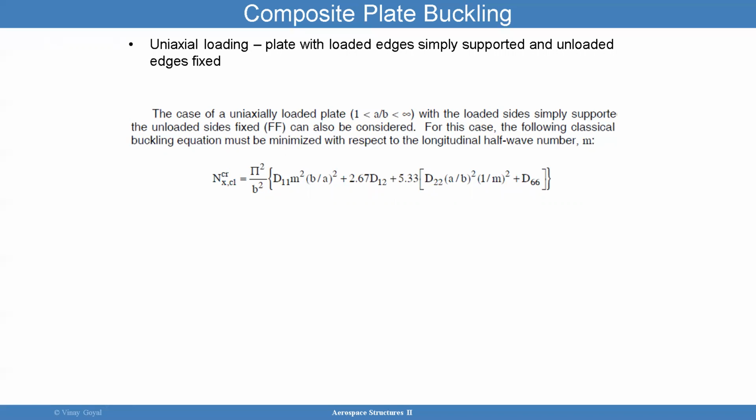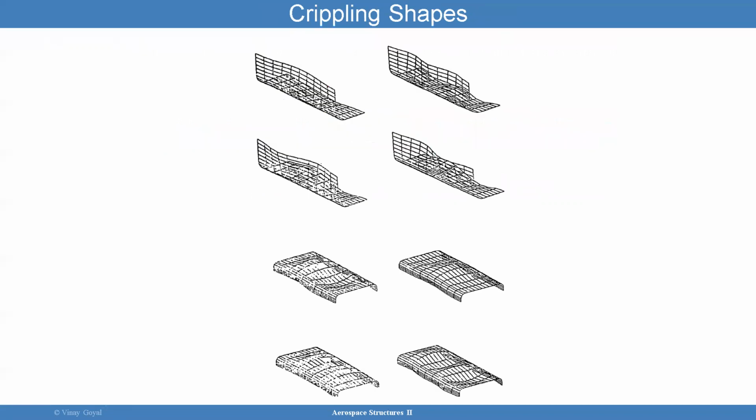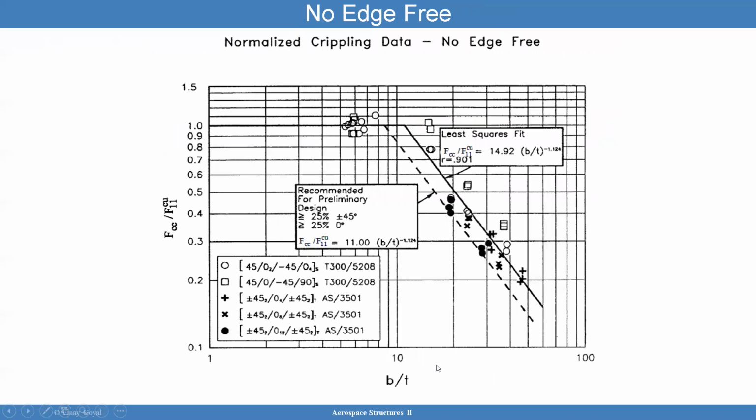And then here's another one for a plate with loaded edges simply supported and unloaded edges fixed. Crippling shape can take a lot of configurations. So that was more to show you guys that crippling can take a lot of shapes. You can have one mode, multiple modes, things like that. And in the composite materials handbooks, there's normalized crippling data for no edges free, for example, and you can use that for your design purposes.